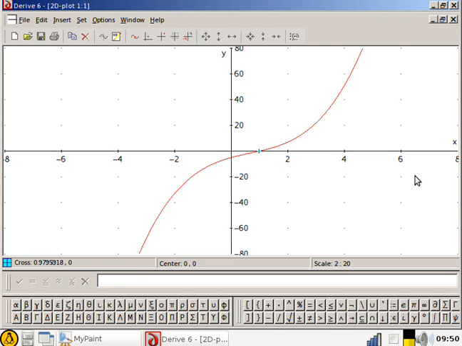Speed bump. Yeah. These are tricky to do.